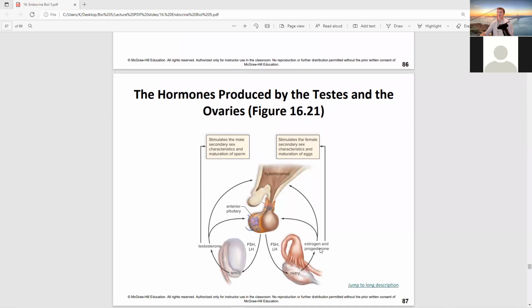Okay, so estrogen and progesterone stimulate the female secondary sex characteristics and maturation of eggs. Testosterone stimulates the male secondary sex characteristics and maturation of sperm.